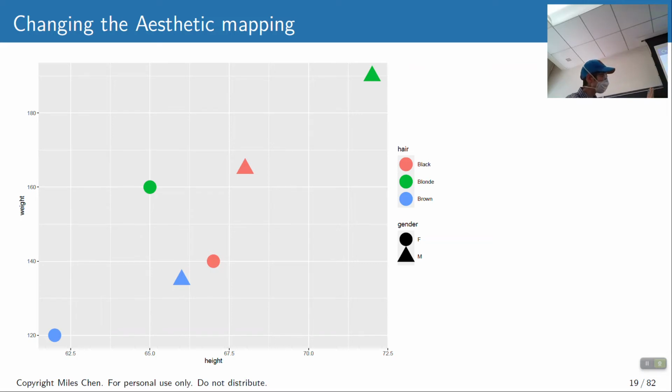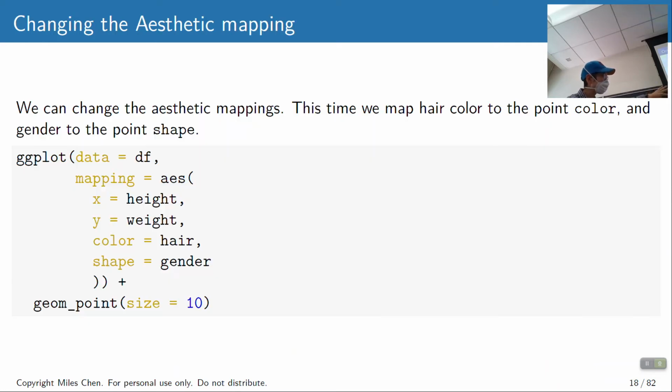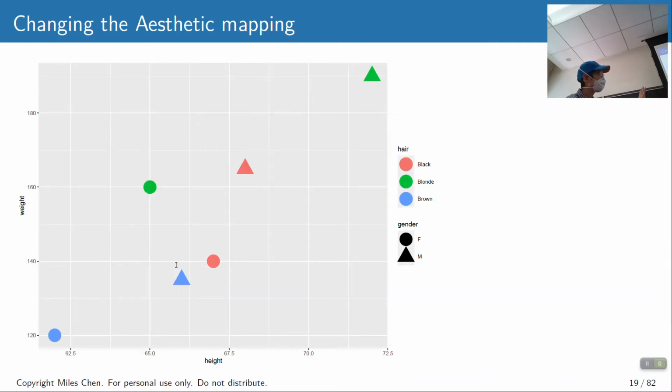So this data visualization shows the same data as this visualization, but they look a little bit different because here, hair color is mapped to the shape. So we have 3 different shapes. Gender is mapped to the color. We have 2 different colors. Over here, we have 3 different colors and 2 different shapes.